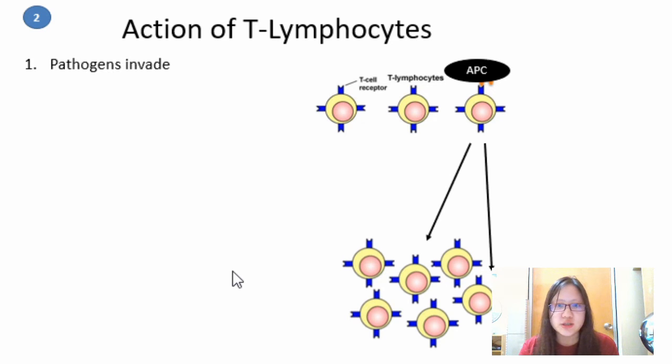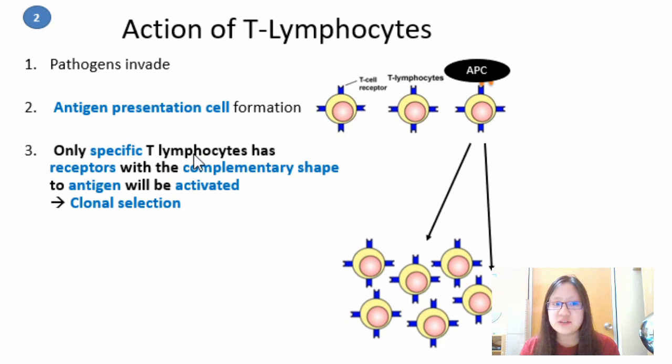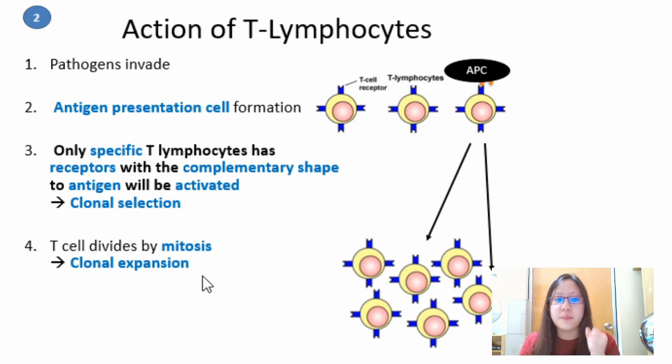Now after maturation, what happens? So if the specific pathogens invade, what happens next is an antigen presentation cell formation first. The macrophage will engulf the pathogen and presents the antigens on the cell surface. Then only the specific T lymphocytes which have receptors that is complementary to the antigen will be activated. So that particular type of T cell will be selected and activated. So this is called clonal selection. Right after that, it will divide by mitosis, and this is called clonal expansion.